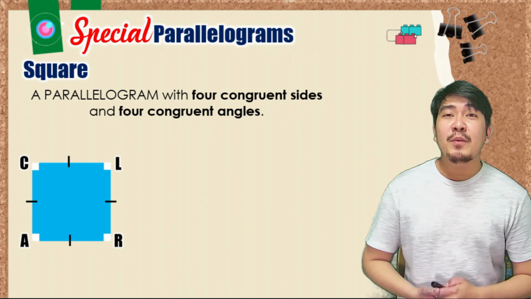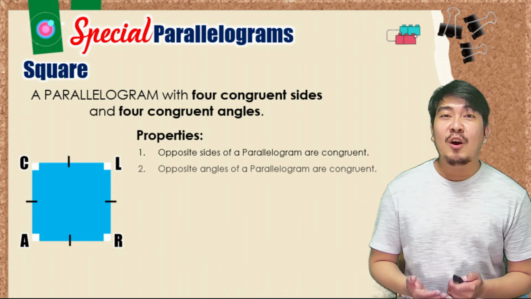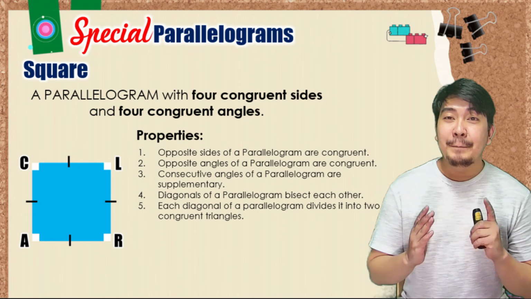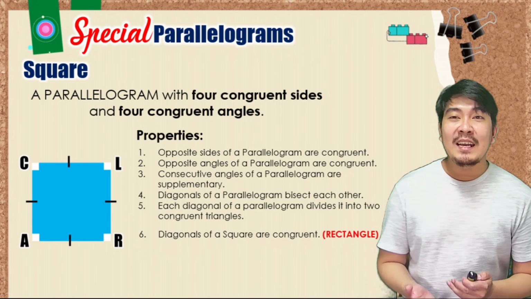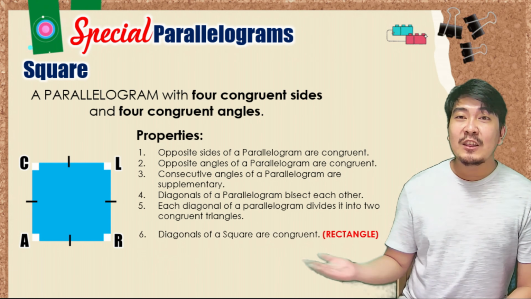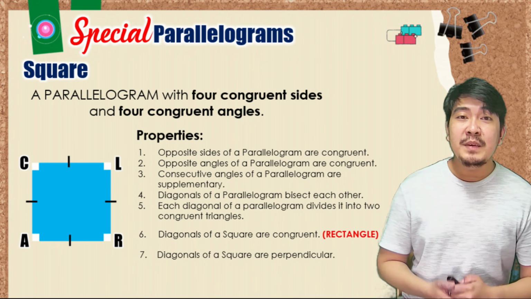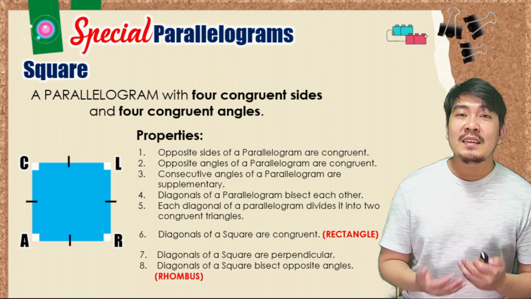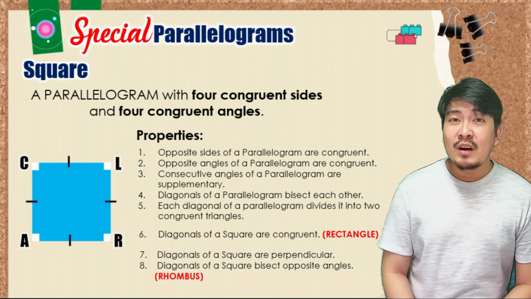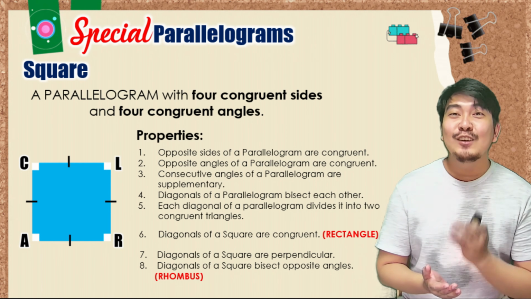So what are the other properties of a square? The properties of a square include the properties of a parallelogram. So remember, we have 5 properties of a parallelogram plus the property of a rectangle, which is diagonals of a square are congruent. So ito, nakuha niya itong kay rectangle. And then the last one, ang nakuha niya kay rhombus will be diagonals are perpendicular and at the same time, diagonals bisect opposite angles. So therefore, yung properties ni parallelogram, ni rectangle, ni rhombus, lahat ng iyon ay nakay square.